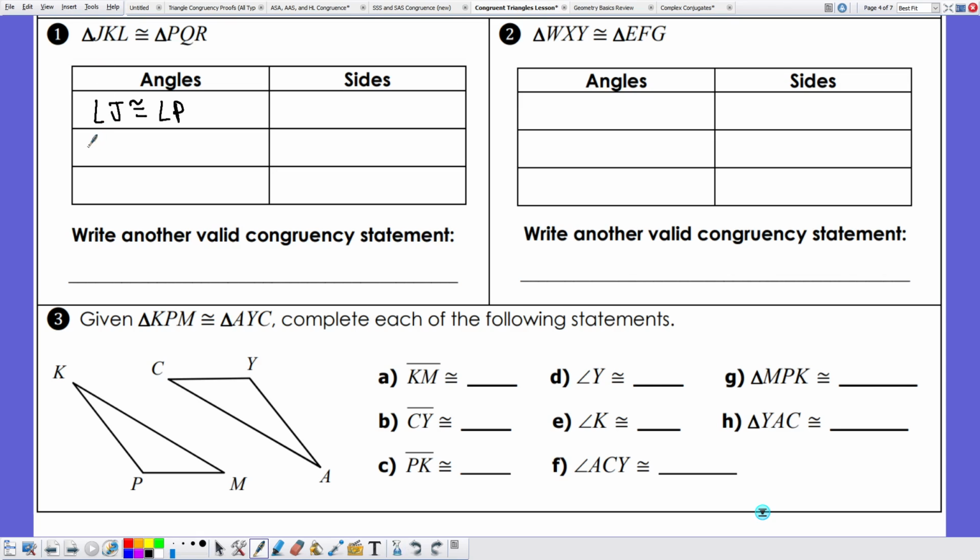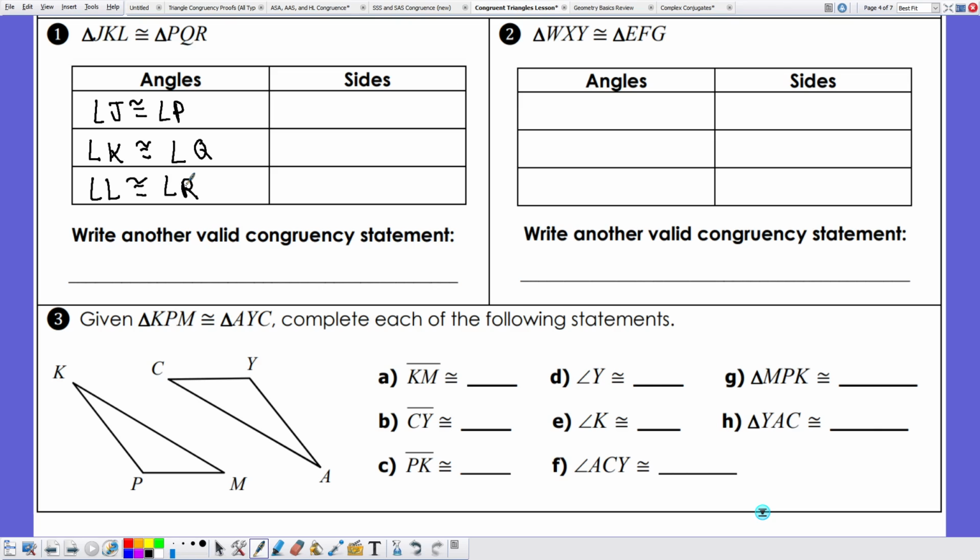So angle K, right? That's in the middle of the first triangle. That must be congruent to the middle letter of the other triangle, Q. So those two angles are congruent. And angle L is congruent with angle R. So just by the naming convention alone, this is why we name them in the precise order, we are able to tell so much information about this triangle.